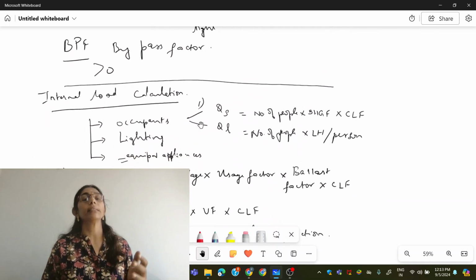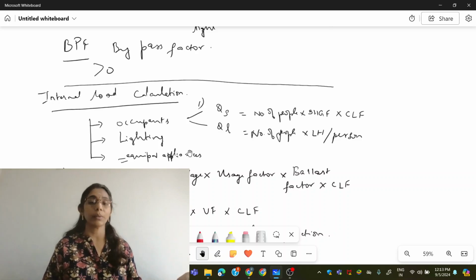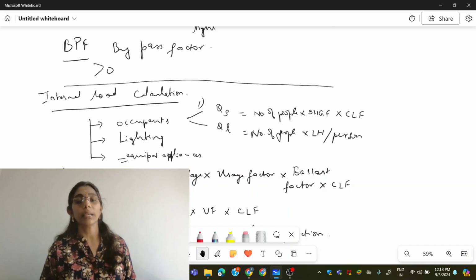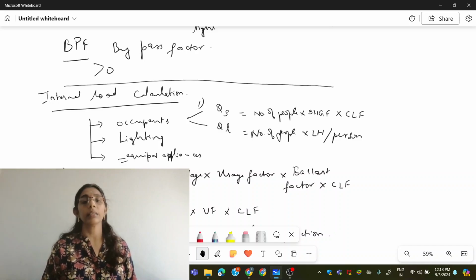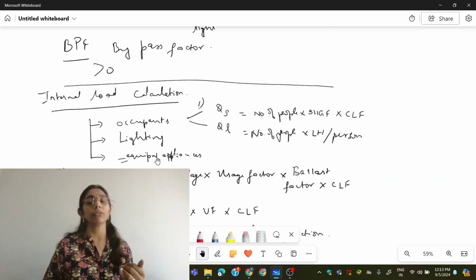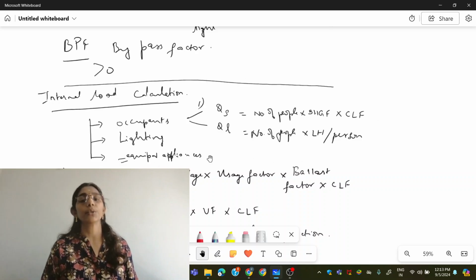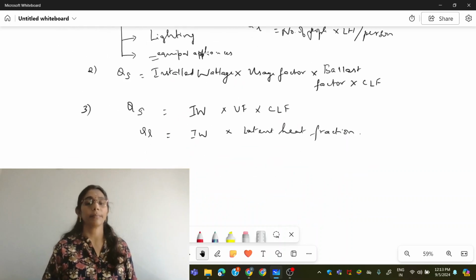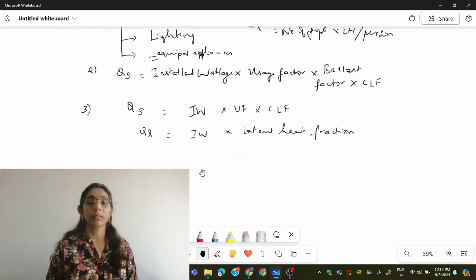Then coming to the second part, internal load calculation, where we consider only the occupants, lighting and equipments individually. Of course, for the lighting, we do not have any latent heat calculation, but for the occupants and the equipments, we do have both, and the individual formulas for this are given here. So this is all with the calculation part. These are only the empirical formulas that are given.